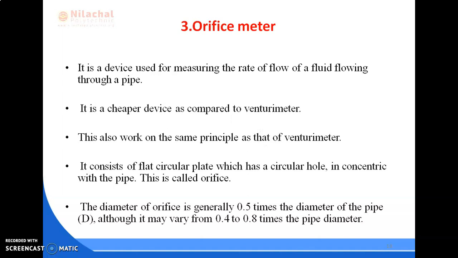In the next lecture we will continue this chapter, and we will discuss the third application of Bernoulli's equation, which is the orifice meter, and all about the orifice meter.